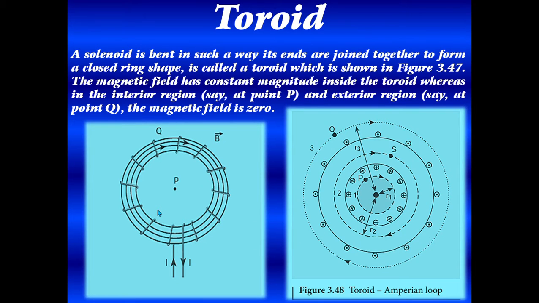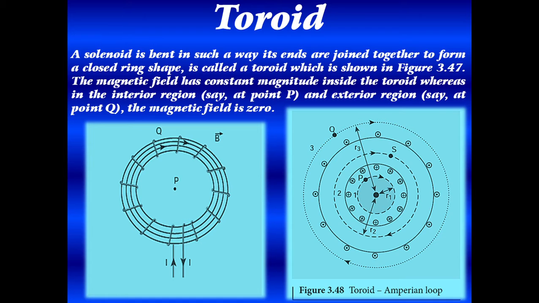Welcome to the next topic, toroid. The topic name is toroid. What is meant by toroid? A solenoid is bent in such a way that its ends are joined together, forming a closed ring shape.